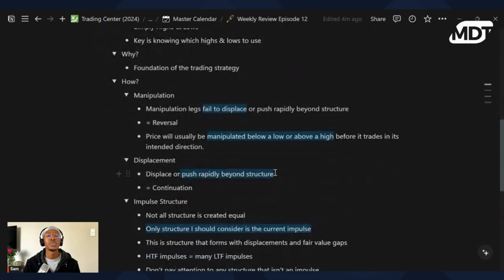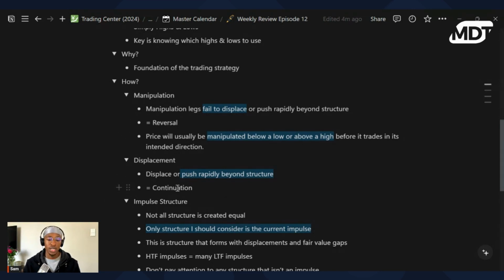So manipulation and displacement is basically looking at the momentum. Manipulation legs typically fail to displace or push rapidly beyond structure, and this tends to signal a reversal or shift in structure that's imminent. Price will usually be manipulated below a low or above a high for trades in its true intended direction. And this is what I was mentioning, that price can close above a high or a low, but not necessarily mean that the structure is continuing in that direction. It could be a manipulation depending on the volume of price at that point.